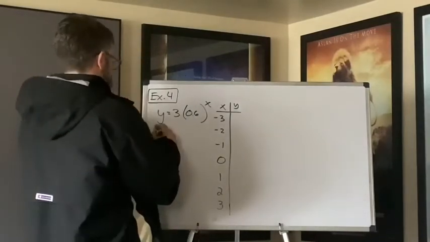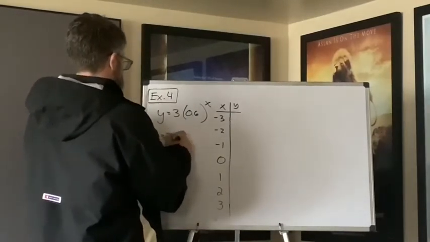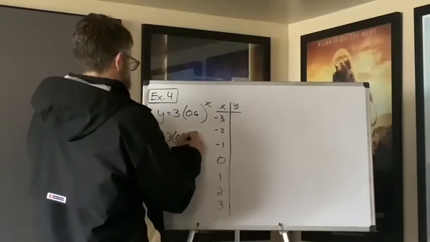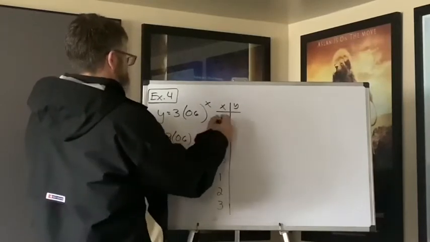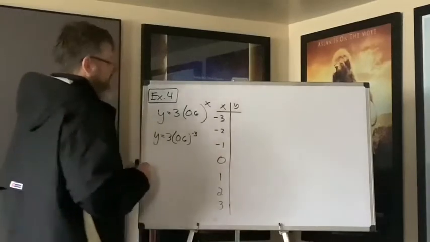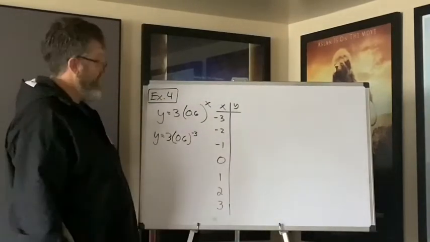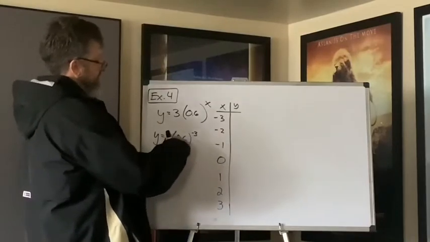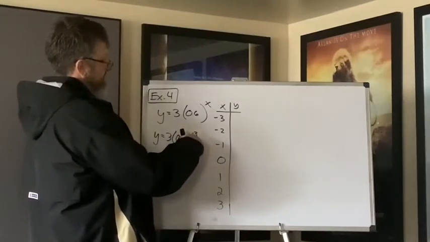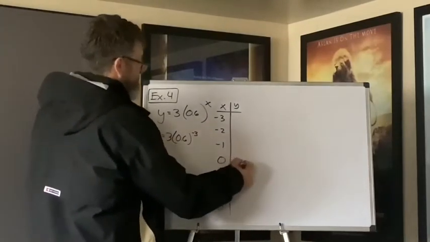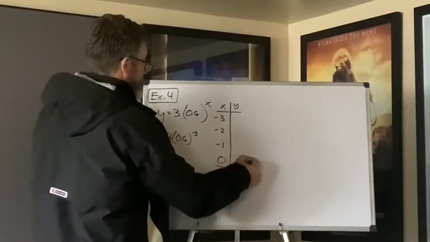In reality, all we're really doing is putting -3 right in there, just like that. Okay, then that's really what I'm doing for every number, right? When I plug a 0 in here, 0.6 to the 0 is 1. 1 times 3 is 3. So we know that that value right there is 3, right?